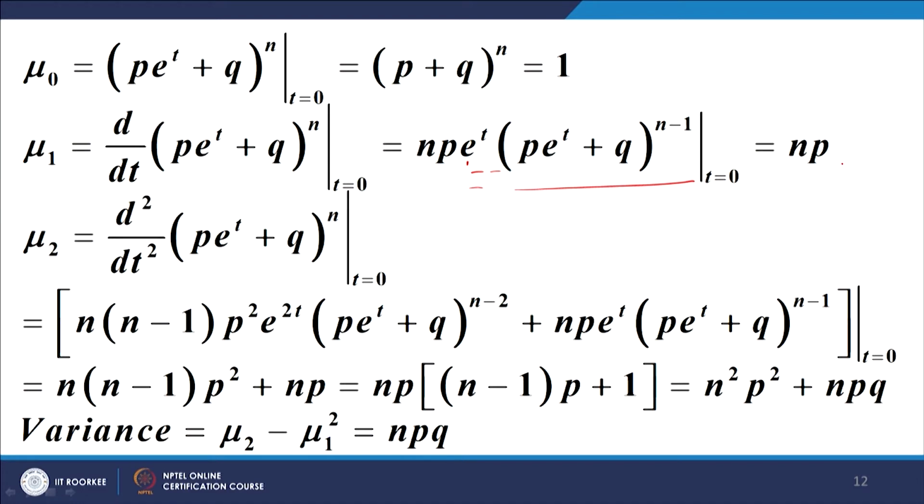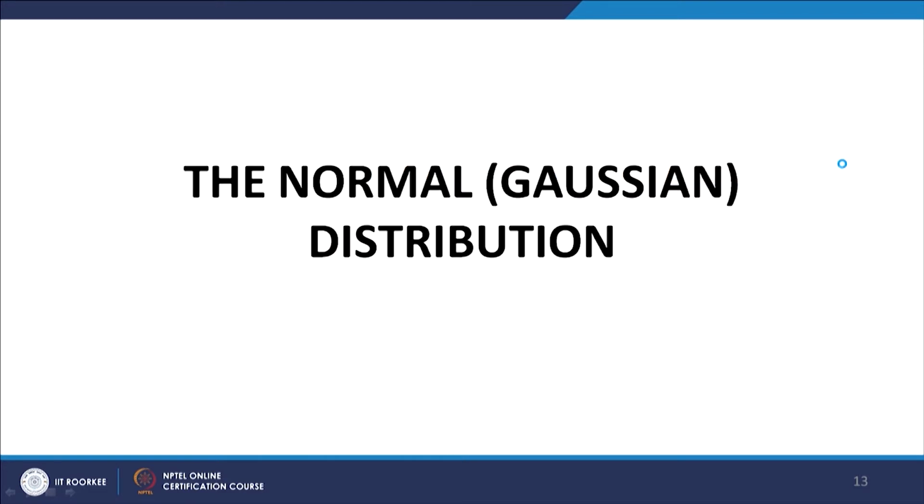Mu 2, you differentiate this again, do a second differentiation, put t equal to 0, and you end up with mu 2 equal to n square p square plus npq, and that gives you a variance of npq. So, the cardinal parameters of the binomial distribution which you need again are np for the mean and npq for the variance. Now, we come to the normal distribution.